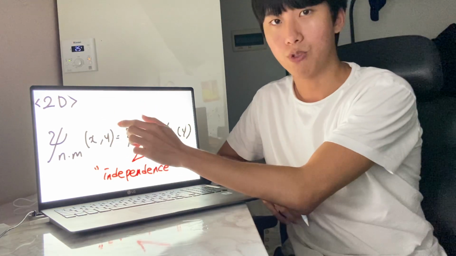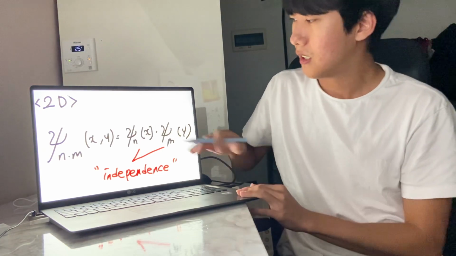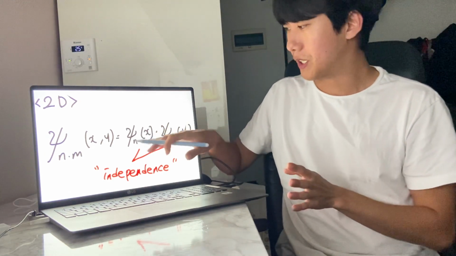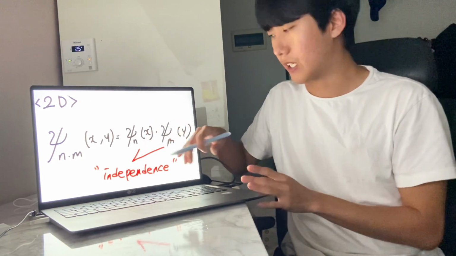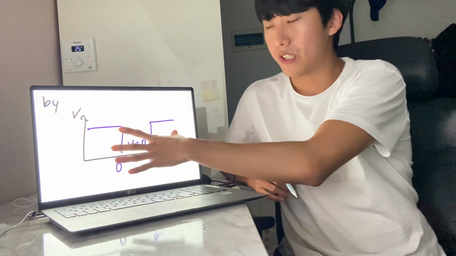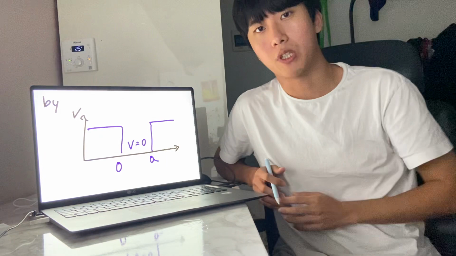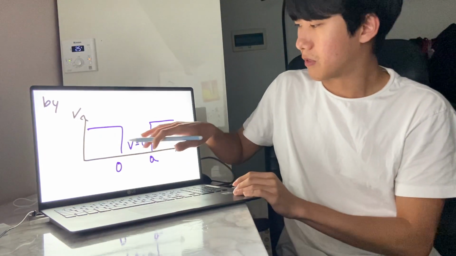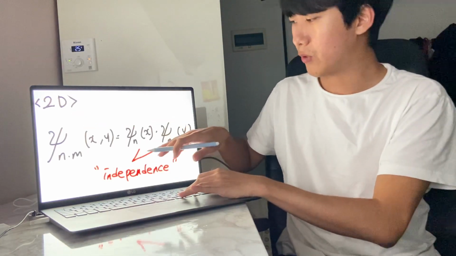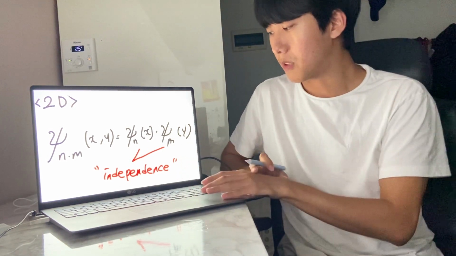So in two dimensions, in Cartesian coordinates, we can separate the x component wave function and the y component wave function by applying a tool named the infinite potential well. Because the potential in this area is zero, we can apply complete independence.